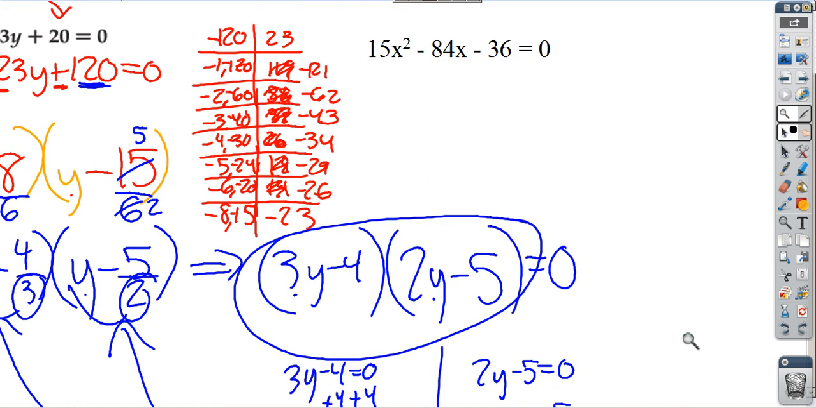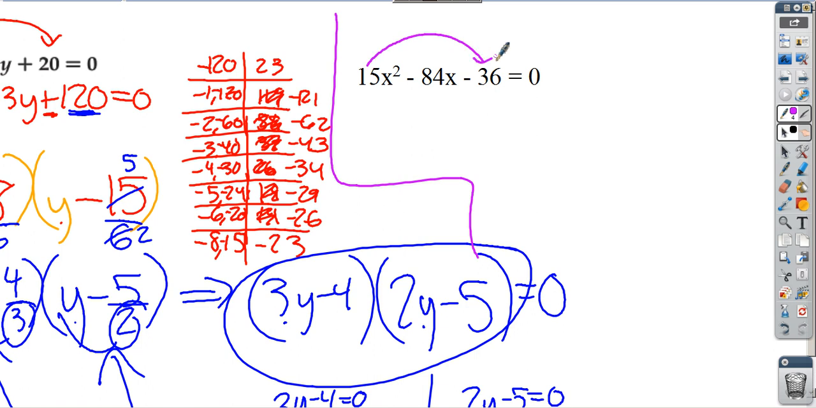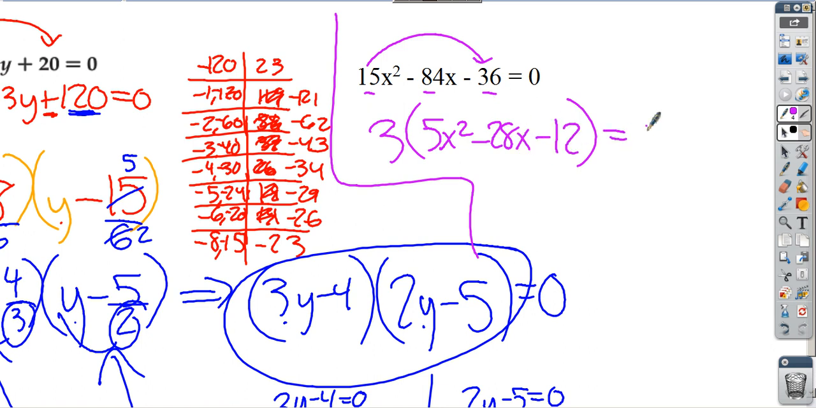One thing I want to point out is for a problem like this right here, let me just divide this off, it's getting kind of messy. This would be terrible if you tried to swing the 15 over, that would be a huge number. What you should do first is look at these numbers and see if there's a common factor, and there is. The number 3 goes into all of those, so 15x squared divided by 3 is 5x squared. Negative 84 divided by 3 is negative 28. Negative 36 divided by 3 is negative 12.